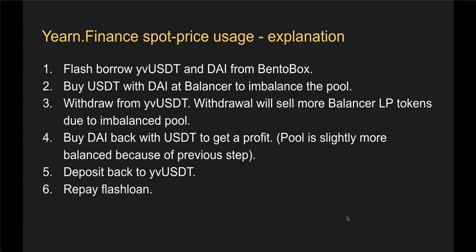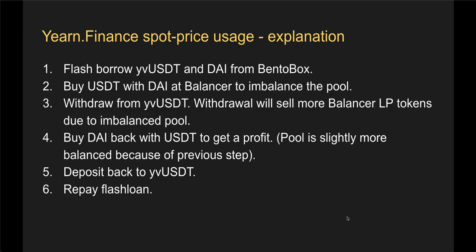So let's see how that would go. First, we flash borrow YVUSDT and DAI from Bento Box. Bento Box is from SushiSwap. And one additional comment, this bug was only possible due to the fact that there was almost 41 million YVUSDT available to be flash borrowed. The vulnerable strategy would only be called if we withdraw a lot of money, which was only possible in that one scenario. And of course, the bug is fixed right now.